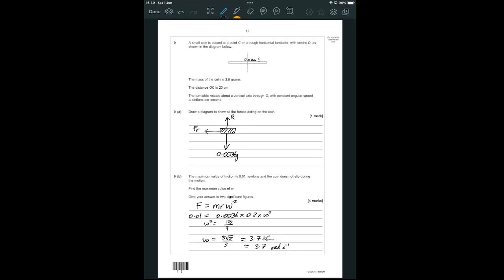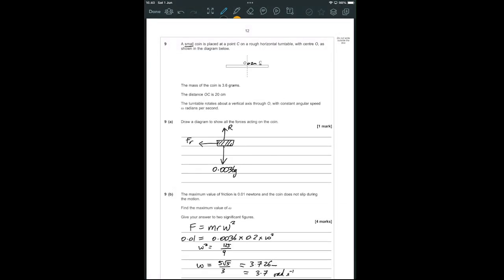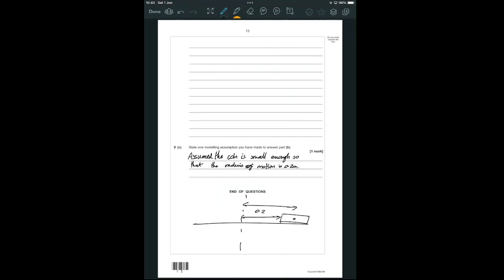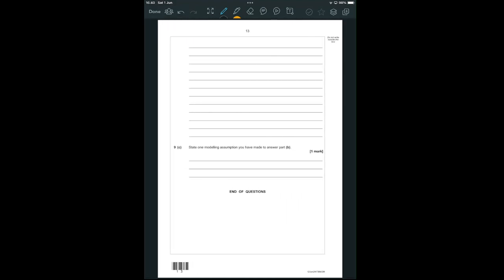I'm not the most satisfied with that answer, mainly because the question already said it was a small coin. It didn't say it was a particle, which is basically what my assumption here was. I'm assuming it's a particle, so that it's small enough. Probably I should use that word in the answer. And there's probably at least another reason or two in there, which I can't think of right now.